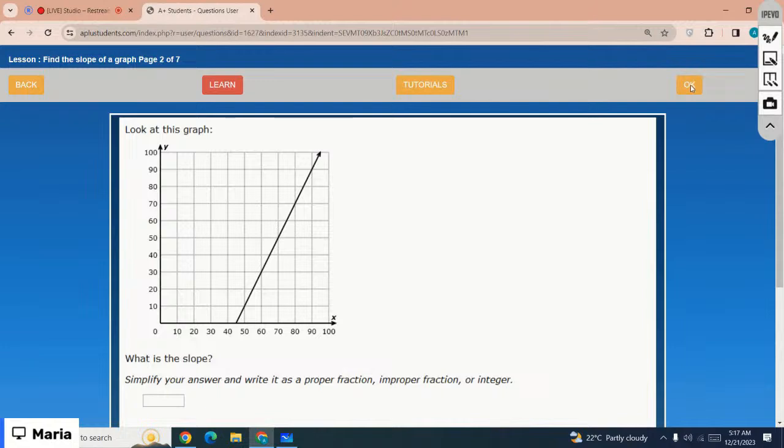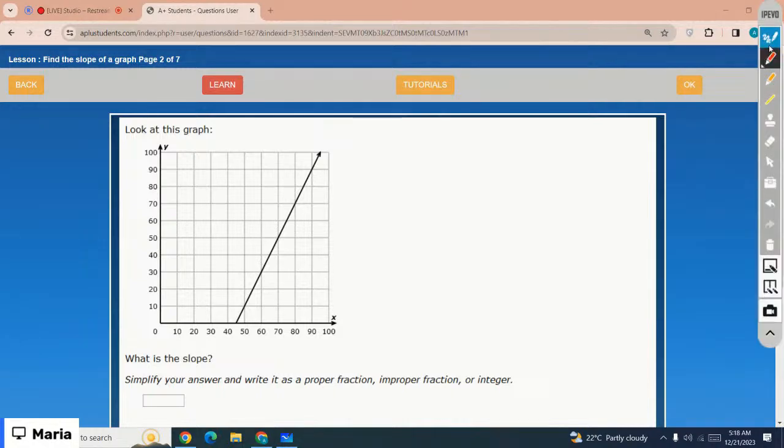Okay, the next one: look at this graph. What is the slope? Use your notebook and pencil and calculate the slope. Just select any 2 points on the graph and calculate the slope. The first point is x is 50 and y is 10, right? Then the other point is this one. You can select any 2 points. x is 70 and y is 50.